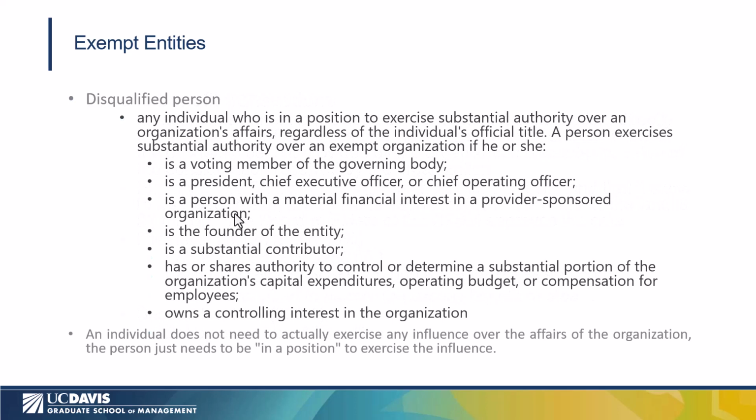So what's a disqualified person? That's any individual who's in a position to exercise substantial authority over that exempt organization. And it doesn't matter what their title is. So a person exercises substantial authority if they're a voting member of the governing body, if they're a president, chief executive officer, or chief operating officer, if they're a person with a material financial interest, if they're a founder, if they're a substantial contributor, if they have shares or authority to control or determine a substantial portion of the CapEx, or they own a controlling interest in the organization. So the individual does not actually need to exercise influence. It just needs to be in a position to exercise the influence.